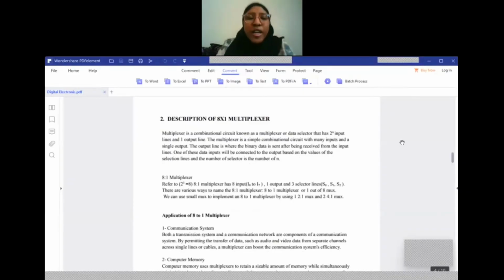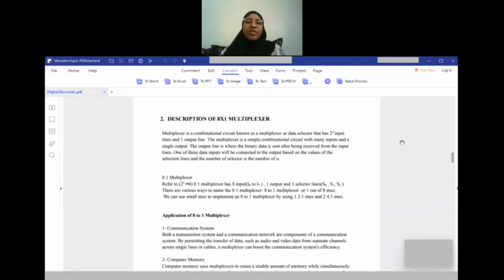I am Abeer. Today I will introduce the description of the 8 to 1 multiplexer. But first we need to know what a multiplexer is. A multiplexer, also known as a data selector, is a combinational circuit that has 2 to the power of n input lines and 1 output line. The multiplexer is a simple combinational circuit with many inputs and one single output.